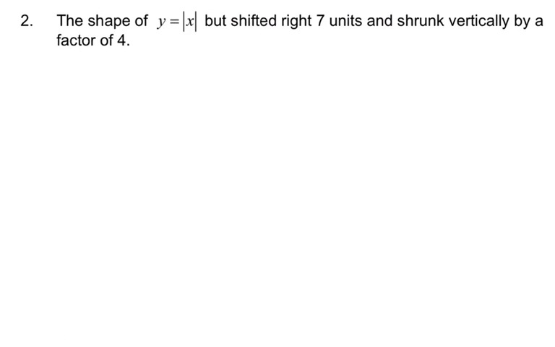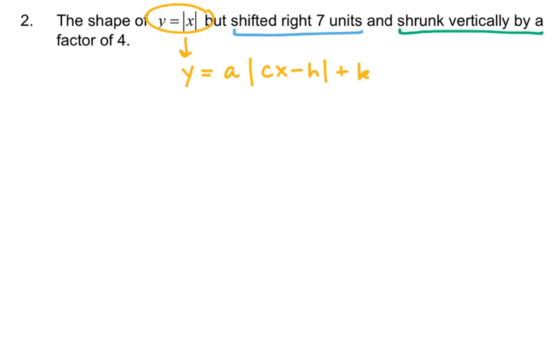Let's look at a second example. In this example, our parent function is an absolute value graph. So again, we're going to have that same patterning: a times the absolute value of c times x minus h, plus k. And we have to look at what these numbers are describing. Here we have shifted right 7 units, as well as shrunk vertically by a factor of 4.